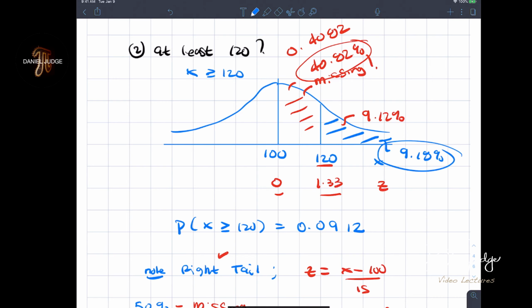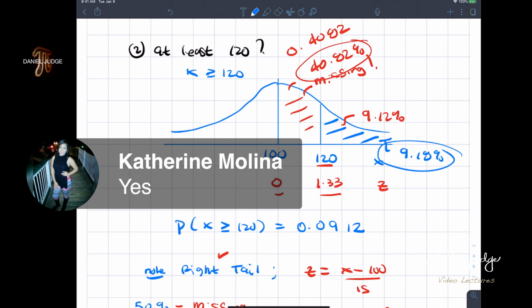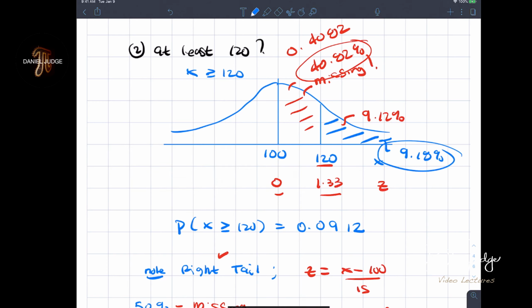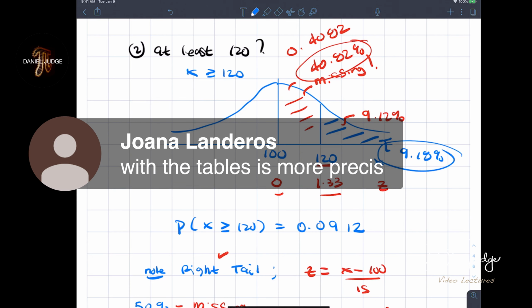So anyway, could you use the TI on a test? Let's see. What does Catherine say? She says, yes. Good for you guys. Yeah, you guys can do that. That's fine. Joanna, what does Joanna say? With the tables it's more precise. Is that true, Joanna? The tables are more precise? Maybe.